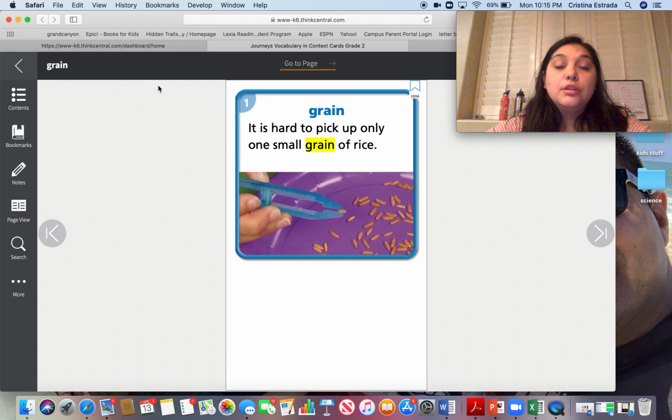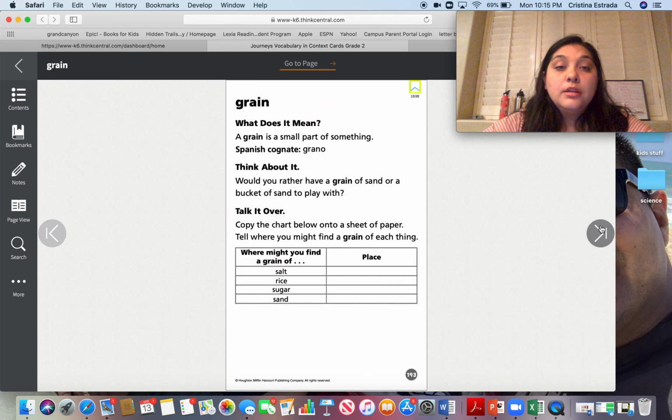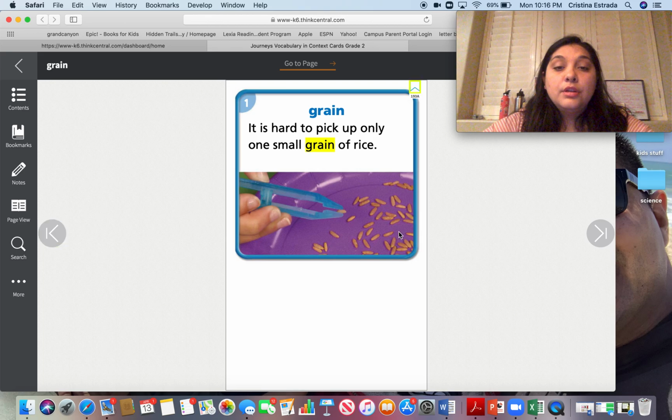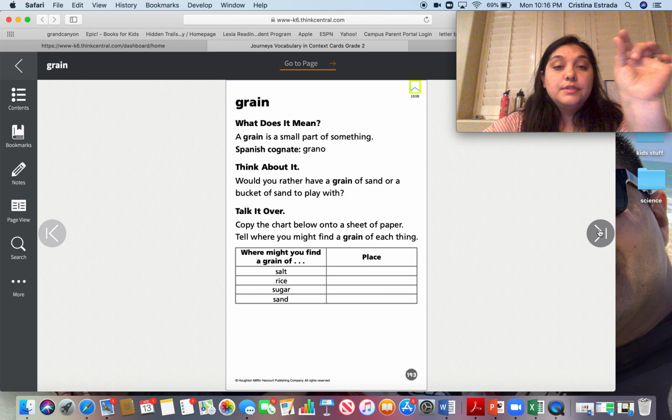I wanted to start the week with our vocabulary. The vocabulary that we are learning this week are four vocabulary words. We have the word grain, which is a small part of something. And here in the picture, we have little grains of rice. So it's one tiny grain. And it says here it's hard to pick up only one small grain of rice. So that's what a grain is. It's a small part of something.